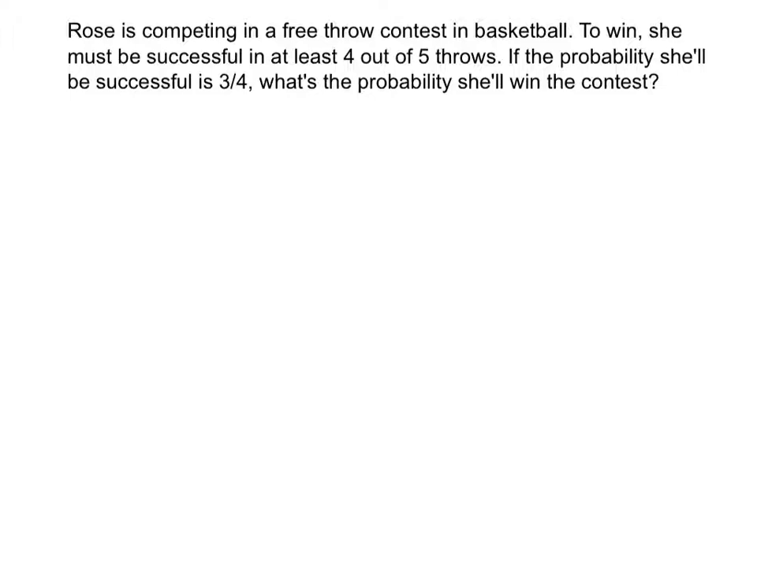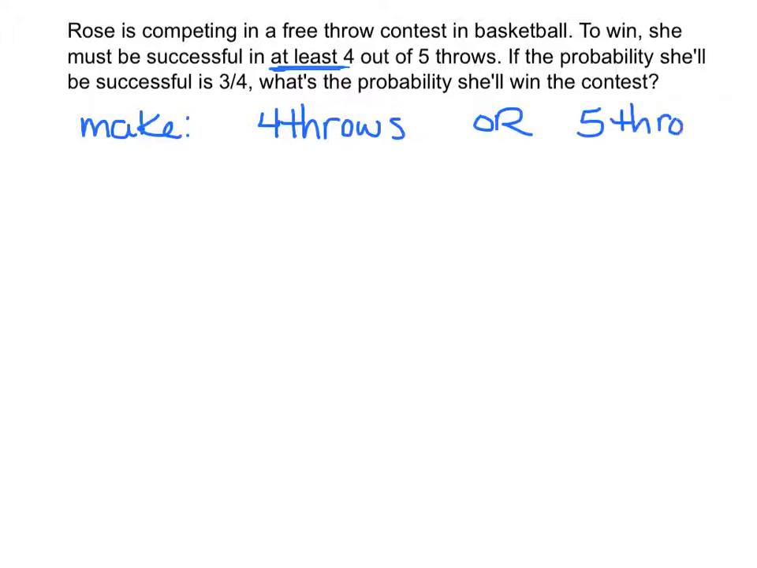All right, now, the one thing we need to look at here is this phrase right here that says at least. When we see that phrase at least, that means that there's more than one possibility. Now, to win, she has to be successful in at least 4 out of the 5 throws. That means she can make one of 2 things. She can make 4 throws and she wins the contest, or she could make all 5 and she still wins the contest.